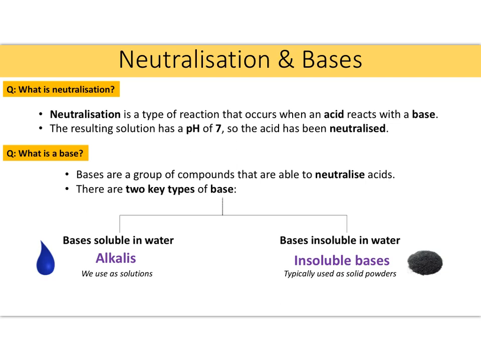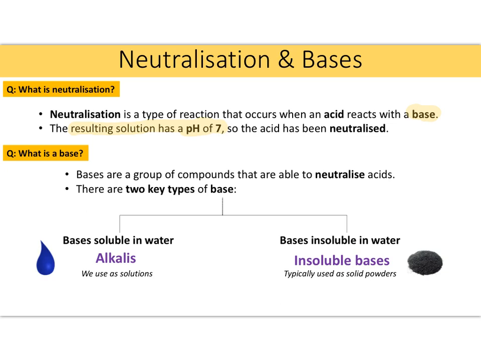Okay, so neutralisation is something that you're familiar with from doing acids and alkalis in year 7. Neutralisation is a type of reaction that you get if you mix an acid and a base. This is a new word for us, base. We'll come to that in a second. But if you react an acid and a base in the correct proportions, you get neutralisation, and the resulting solution, if you've done it properly, should have a pH of 7. So the acid is being neutralised.